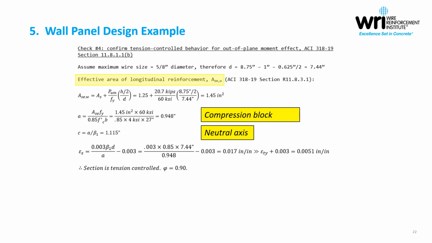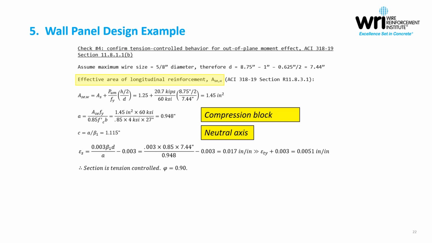And check 4, another important one. We want to confirm tension-controlled behavior always when we're doing flexural design. So we're doing that for out-of-plane moment effect, section 11.8.1.1b. We're going to assume a maximum wire size of 5/8 inch diameter, so that backs us into a d dimension of 7.44 inches. Note that the effective area of the longitudinal reinforcement, which is A sub SE, we derive per equation straight out of ACI, so we start with a true value of 1.25 square inches, but you see the A sub SE effective area bumps that up a little bit. We jump up to 1.45 square inches.